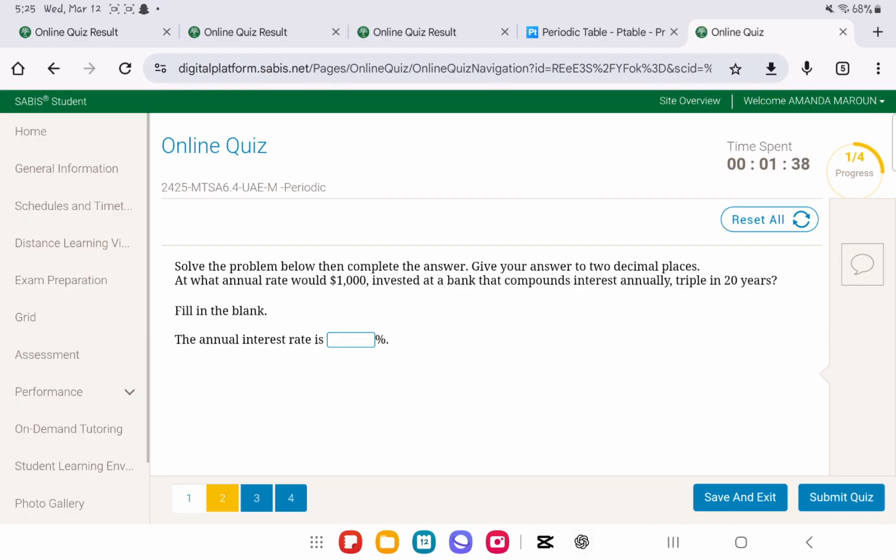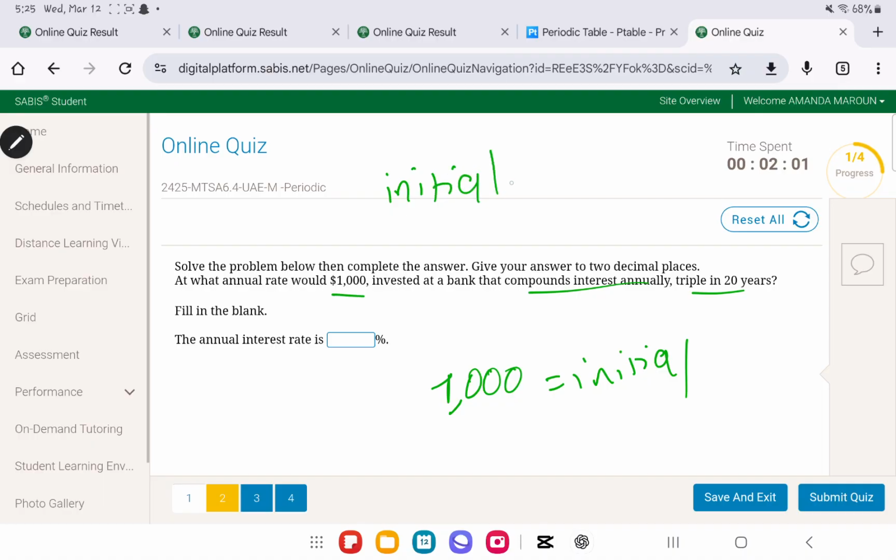Solve the problem below, then complete the answer. Give your answer to 2 decimal places. At what annual rate would $1,000 invested at a bank that compounds interest annually triple in 20 years? So they said $1,000. This is the initial. Okay? First of all, we know that the equation for compounded annually is initial times 1 plus r% to the power of years. Okay?